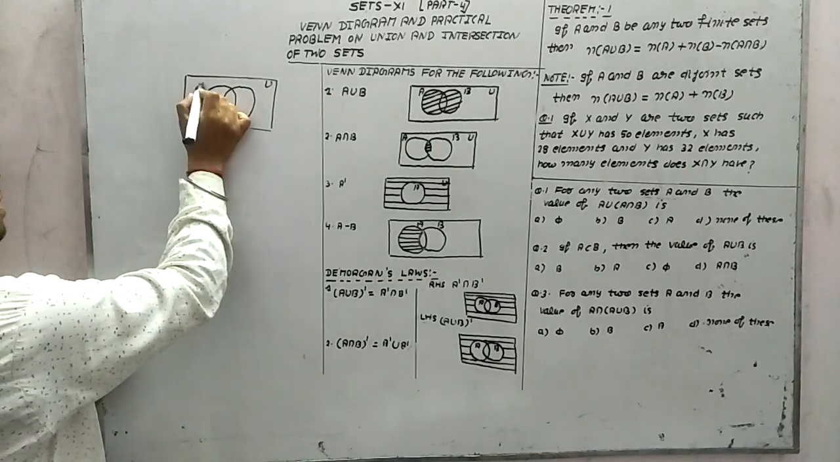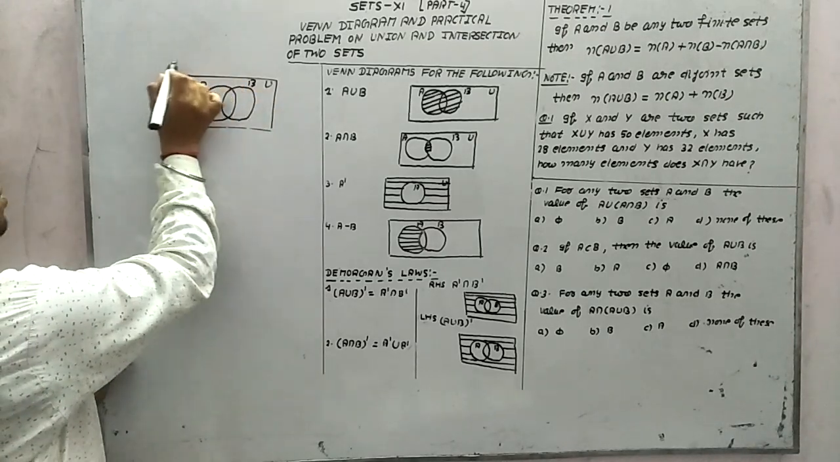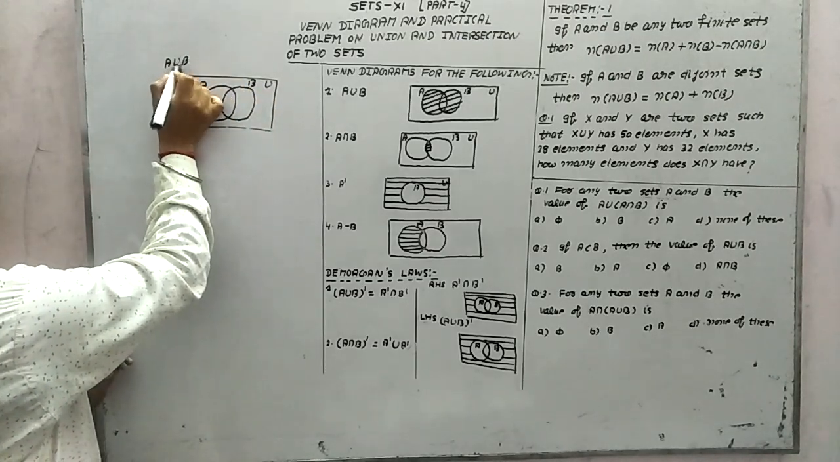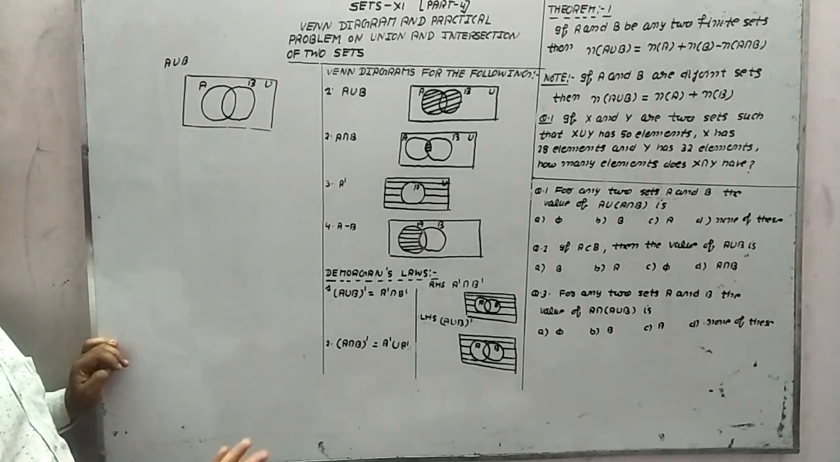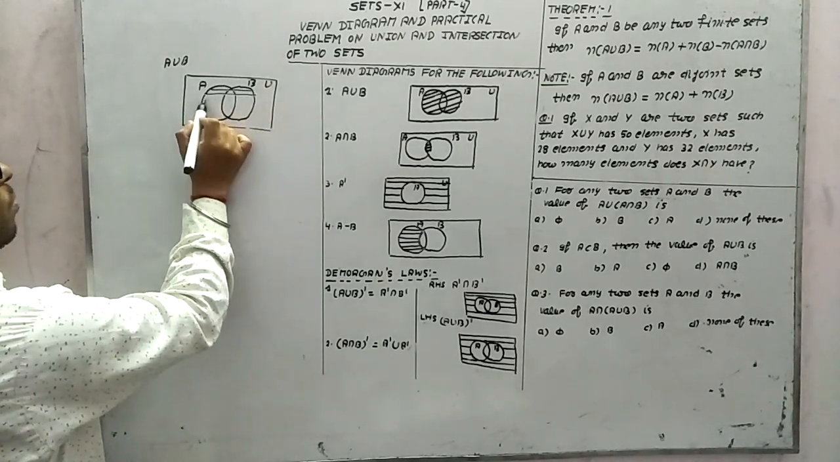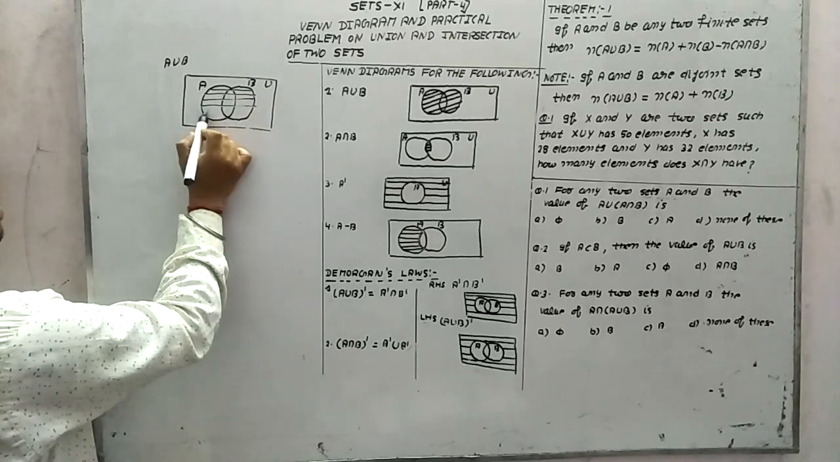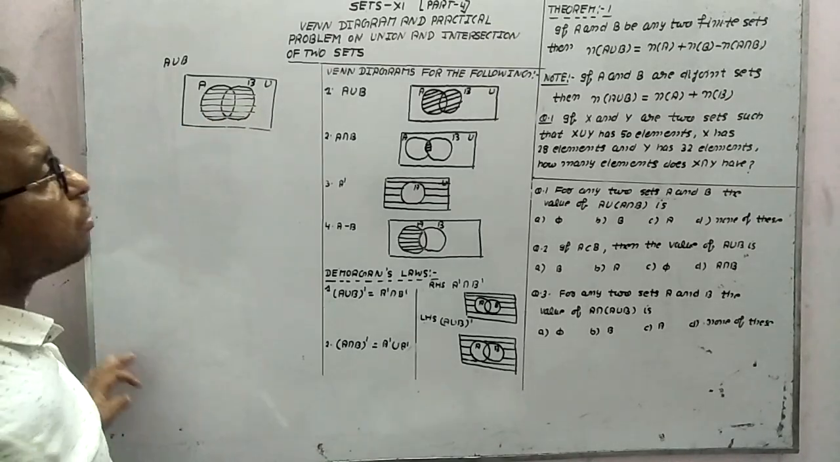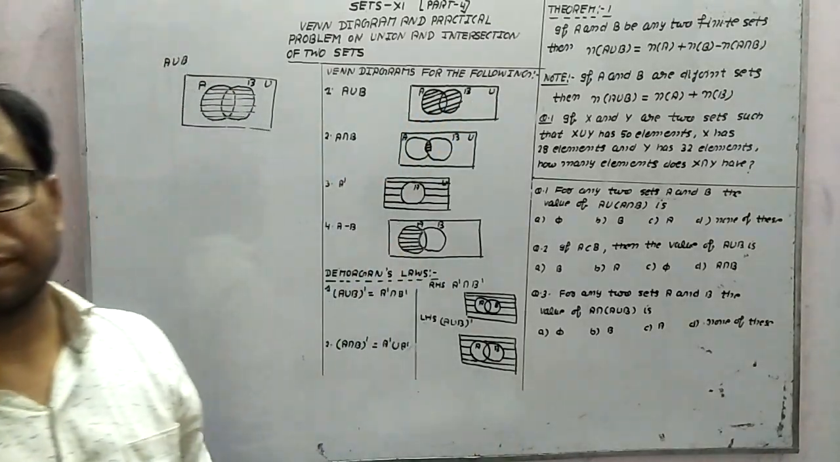Now look at this thing. This is A, this is B. You know very well, A union B means all the elements of A or B. So it means पूरा shaded portion A और B में ये होगा. That's why this is the Venn diagram of A union B, which is already mentioned here.